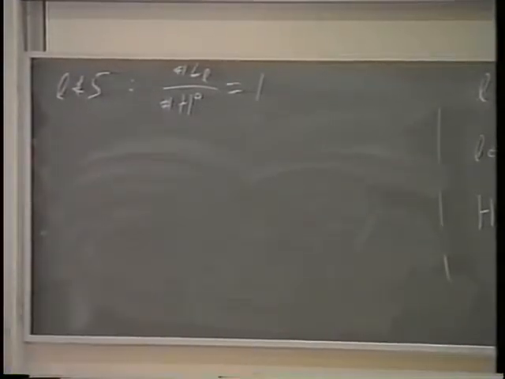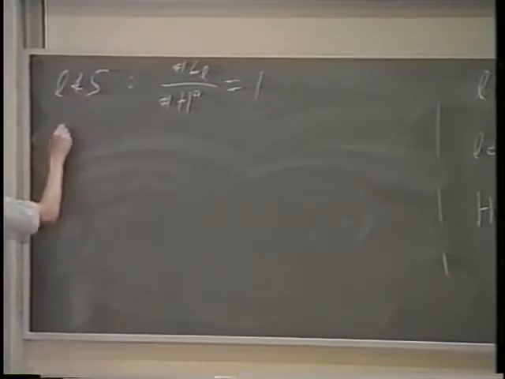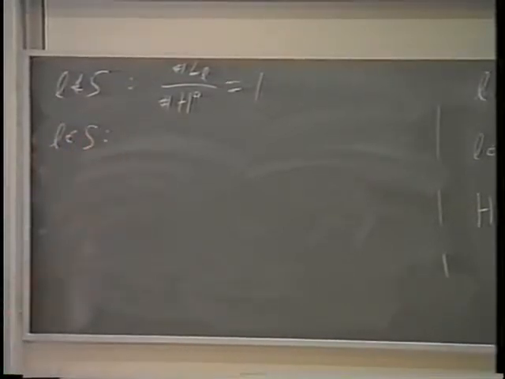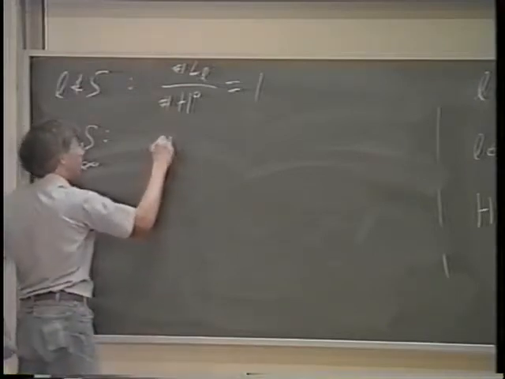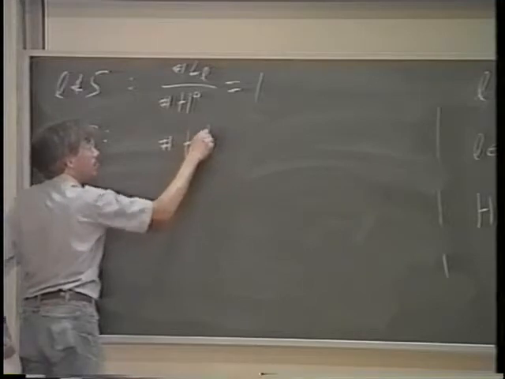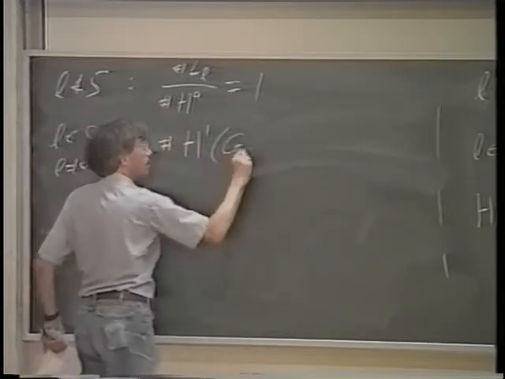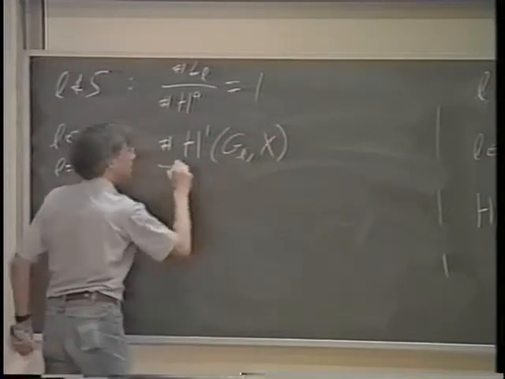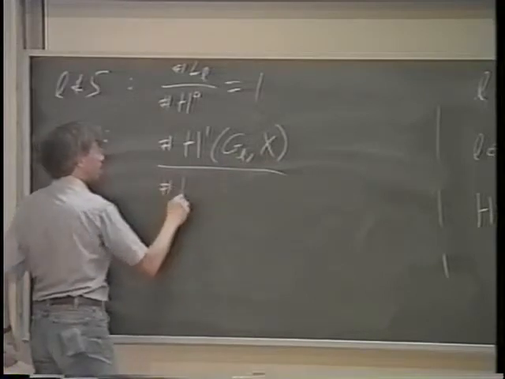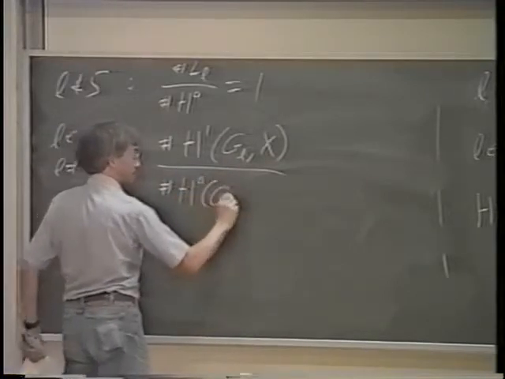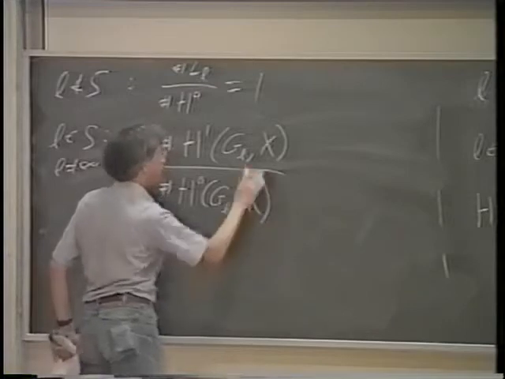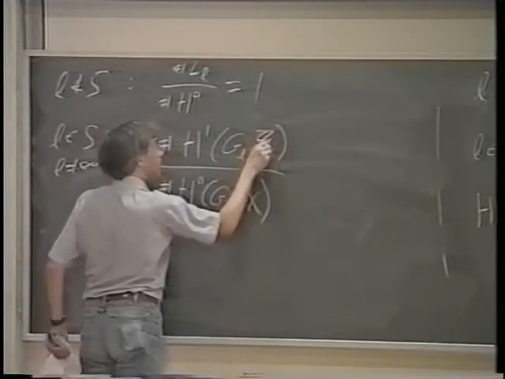Okay, let's try the next thing. Let's take L in S, and let's take L not equal to infinity. Then what we have is the order of, remember L was H1 of G_L with coefficients in X, divided by the order of H0 of G_L. Oh, this X is Z mod p to the n Z.